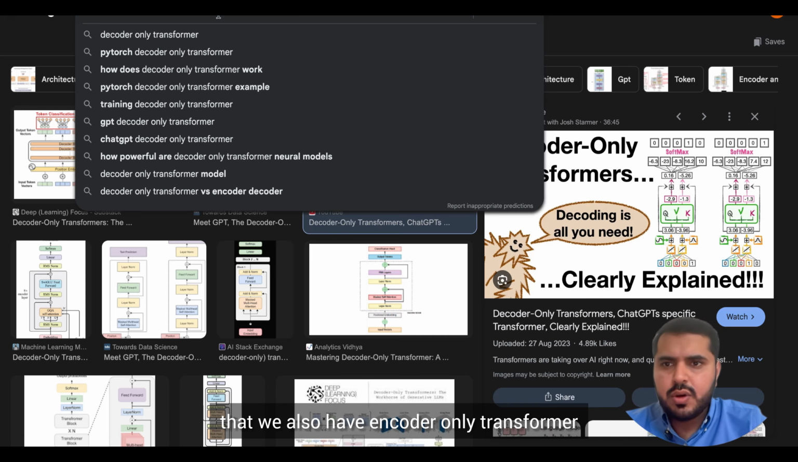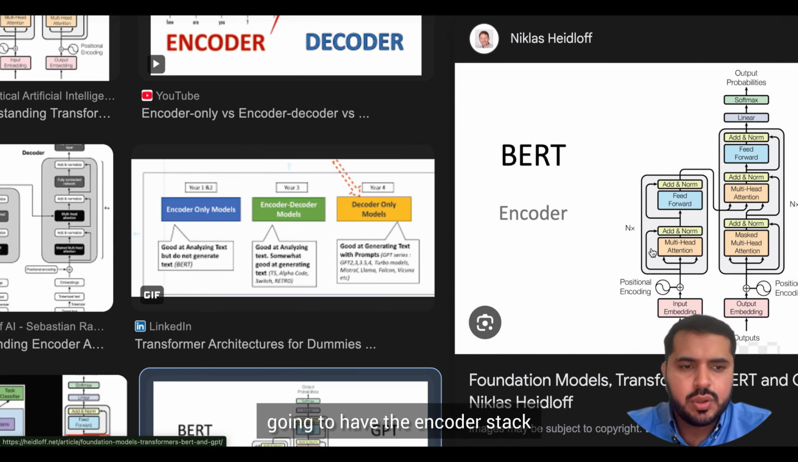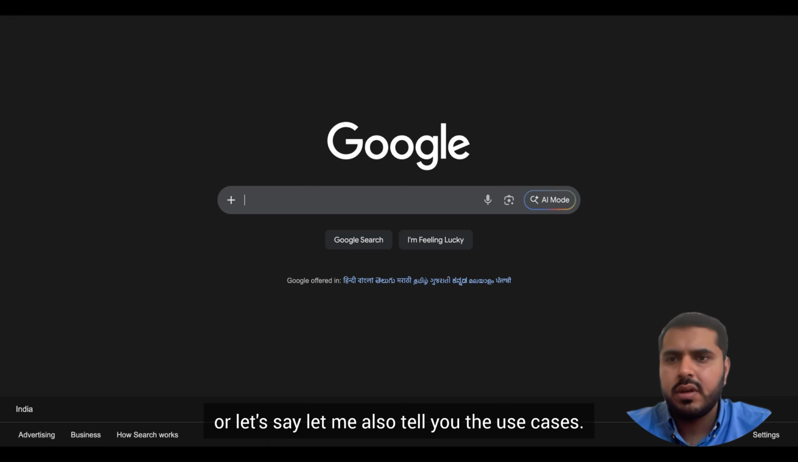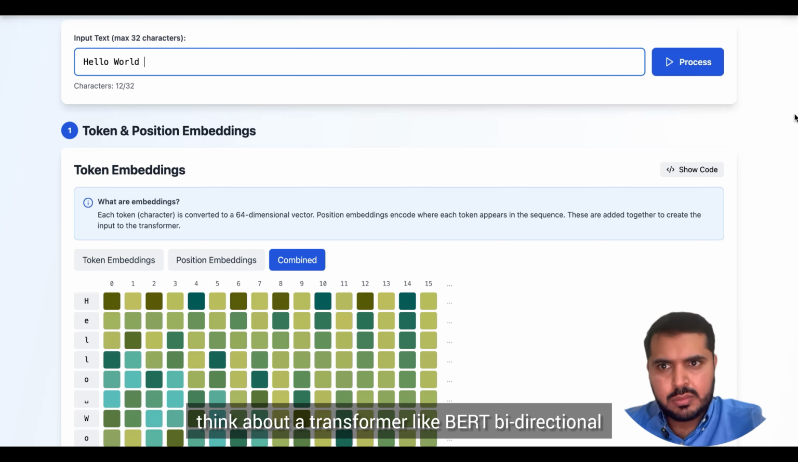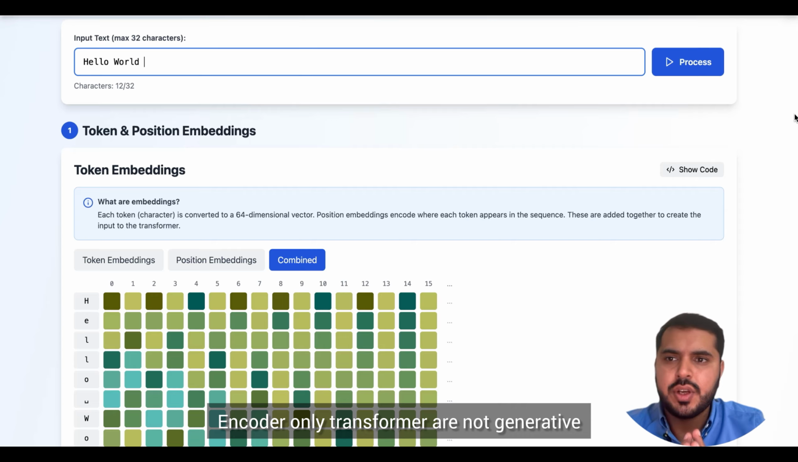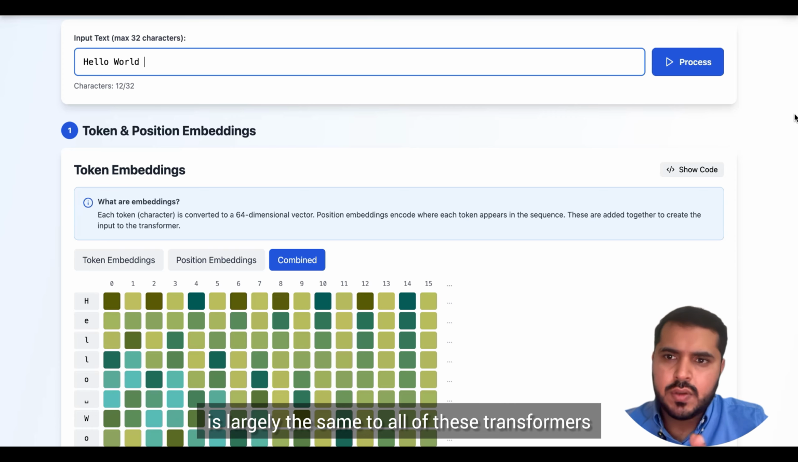Along with that, we also have the encoder-only transformer, which is only going to have the encoder stack and not the decoder stack. The main difference between all of these three is the use cases, so let me tell you. Anytime you hear encoder-only transformer, think about a transformer like BERT, Bidirectional Encoder Representations from Transformers, right? Encoder-only transformers are not generative in nature. They produce embeddings. The input is largely the same for all of these transformers: a large amount of text, at training time and at inference time.